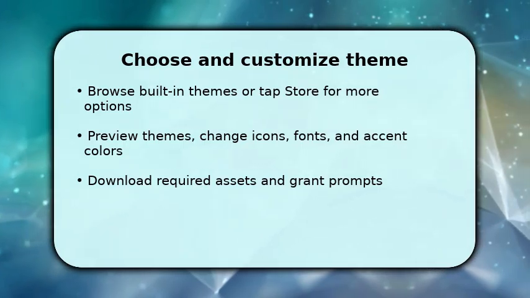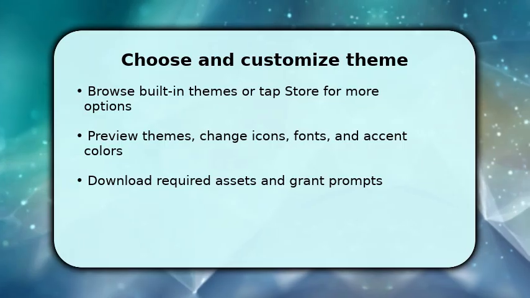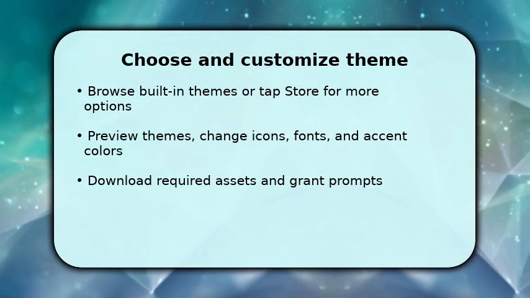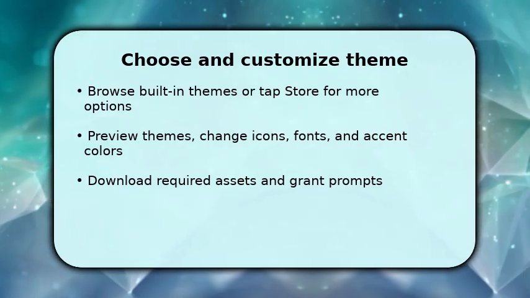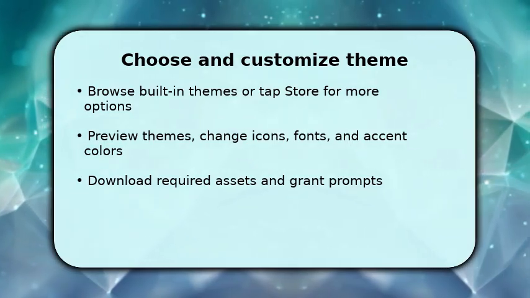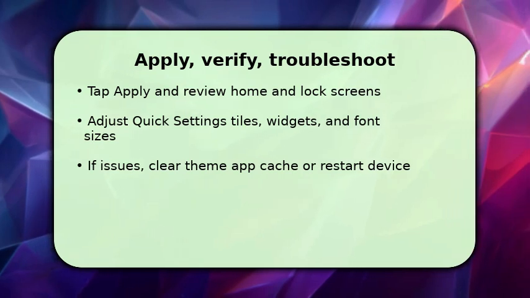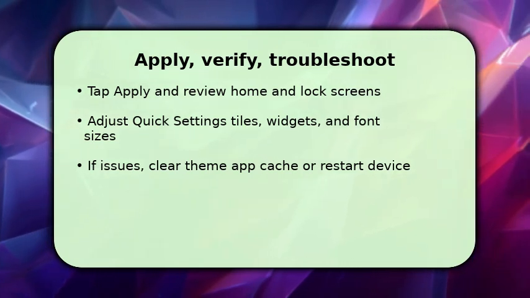If you downloaded a launcher, install it and set it as default when prompted. Make sure to allow any permission requests for icons or wallpapers, so the theme applies fully and consistently across apps. Apply the theme and take a quick walkthrough of Home, Lock Screen, and App Drawer to confirm everything looks right.